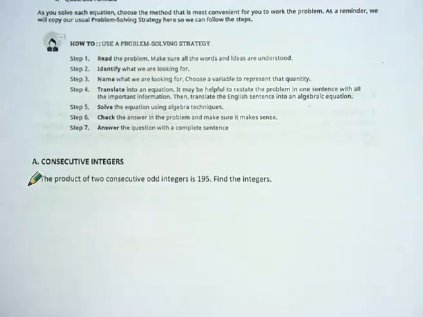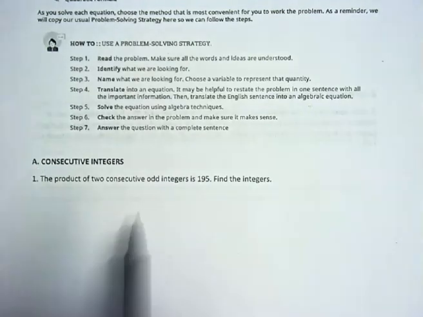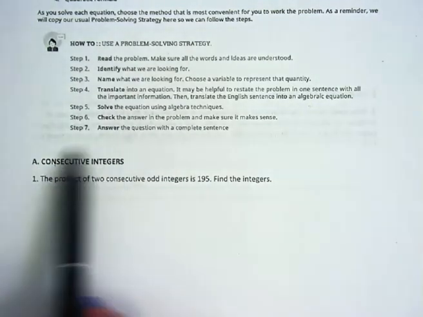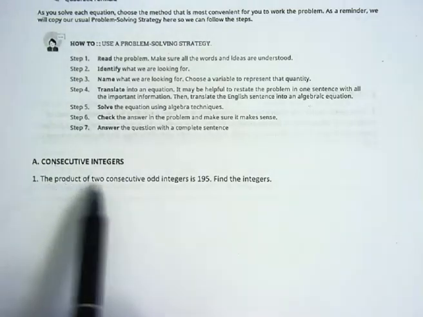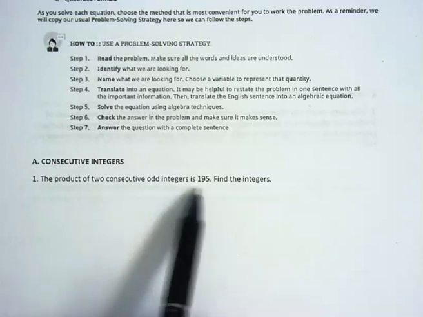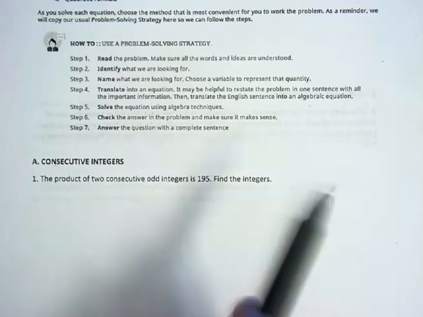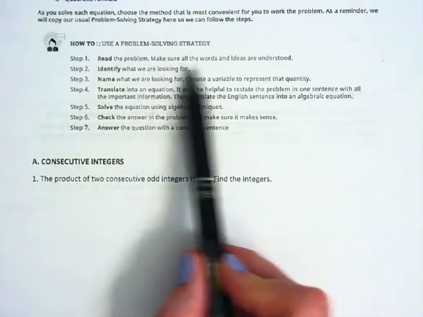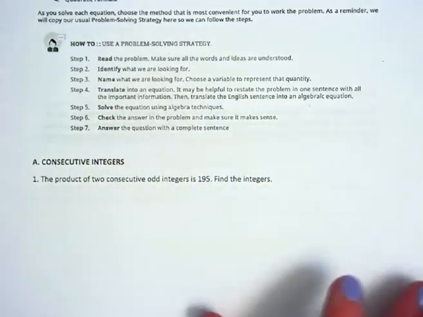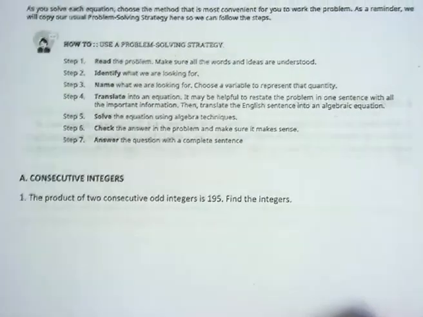So in this first problem, we have this category called consecutive integers. And this first problem says the product of two consecutive odd integers is 195. Find the integers. So step one of the strategy says to read the problem, make sure all the words and ideas are understood. So we're going to do that first.